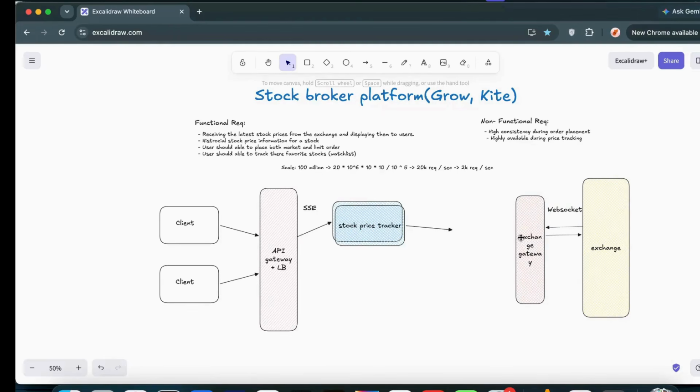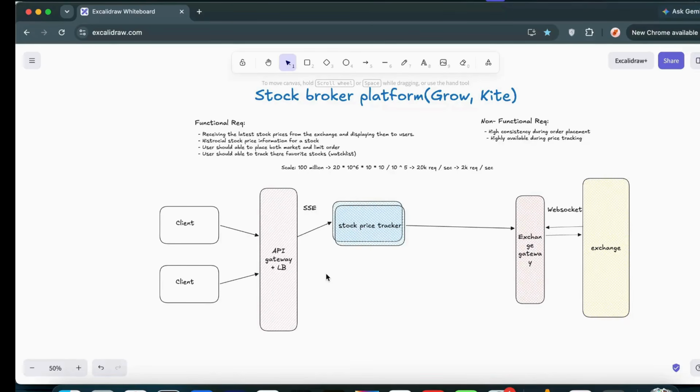Okay, now from this exchange gateway, whatever latest data that we are getting, we are just putting it into the stock price tracker and giving it back to the client. But there is also historical stock price information for a particular stock that we have to keep on monitoring and giving back to the clients, right? They want to see data per minute, per second, and all those things are also to be taken into account.